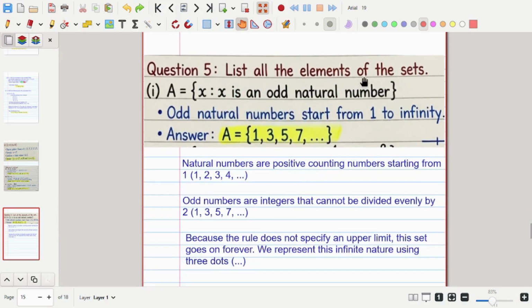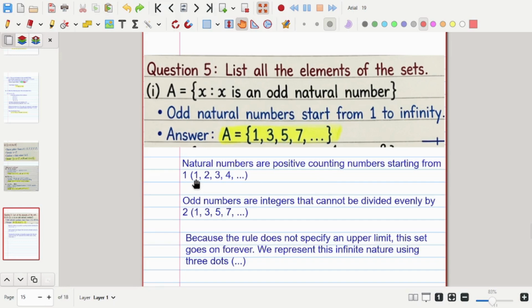List all elements of the set. A is a set of all x such that x is an odd natural number. Odd natural numbers start from 1 to infinity. Natural numbers are positive counting numbers starting from 1.